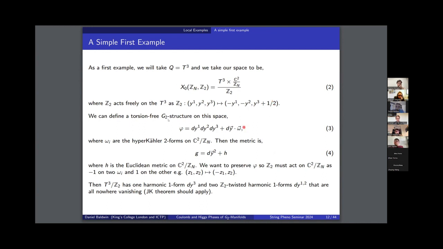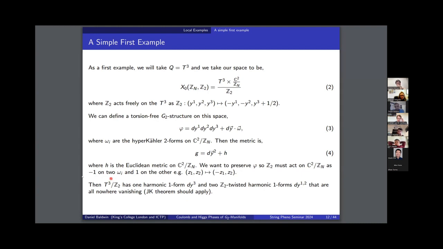Then we can make this orbifold into a G2 orbifold by putting a G2 structure on the space. A G2 structure is just a special 3-form. So this is the 3-form that we can put on this space, where these omegas are the hyperkähler 2-forms on C2. And then the metric is just the flat metric on T3 and the Euclidean metric on C2. The action of Z2 on C2 is given by the fact that we want to preserve this G2 structure. And so Z2 must act on C2 as -1 on 2 of the hyperkähler forms and +1 on the other one. So an example is just z1 goes to minus z1 and z2 is left invariant.